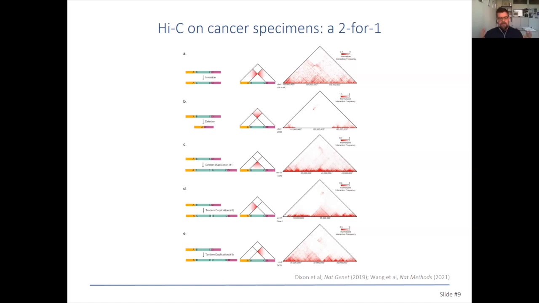And of course, you can identify everything else, right? A deletion is very obvious. You have a large region without signal. You can find duplications of different kinds, and so on and so forth.